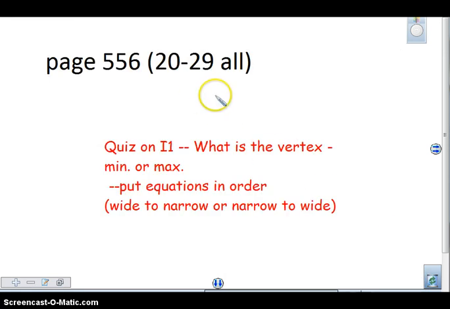Now on page 556 you're doing 20 to 29. Use your notes to help you. The quiz on T1 of what's the vertex, the minimum and maximum, we will probably take that quiz tomorrow. I want you to start on homework, but we will be taking the quiz tomorrow.